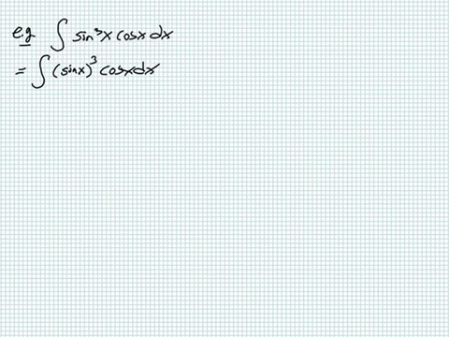So on the side, I always want to write my form to remind myself. So I've got the form: the antiderivative of u, in this case, to the third du, which is going to be equal to u to the fourth over 4 plus c. That's the form I want.